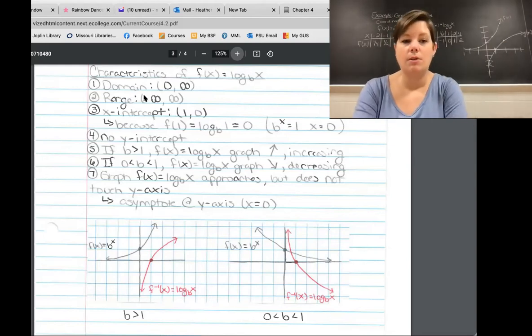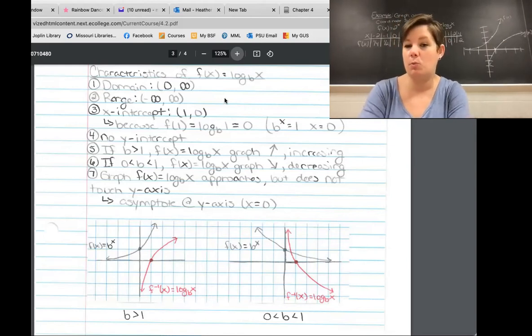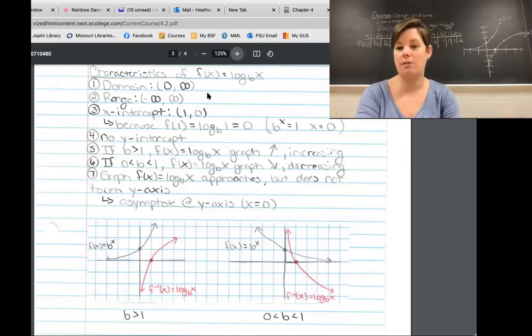So that's characteristic number 1. The domain is 0 to infinity. Characteristic number 2, the range is -infinity to infinity. And then characteristic number 3, our x-intercept is (1, 0). And that's because log base b of 1 equals 0, which was one of our properties that we did just a little bit ago.